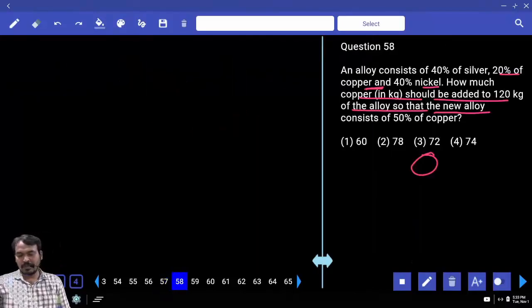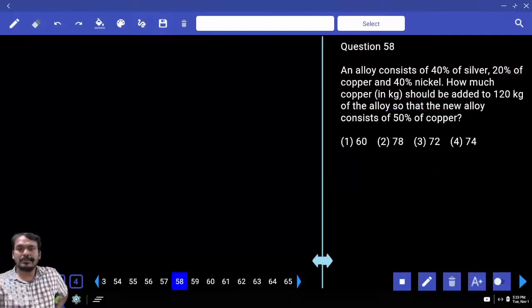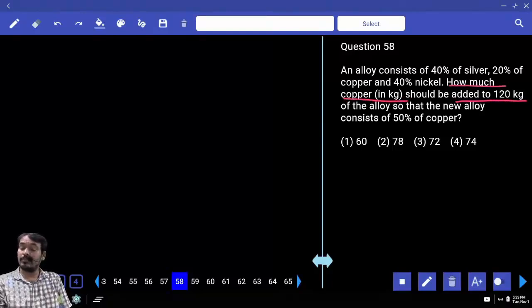Next, question number 58. An alloy consists of 40% of which one? Silver, 20% of copper, and 40% of which one? Nickel. How much copper in kgs should be added to 120 kgs of the alloy so that the new alloy consists of 50% of which one? Copper, or not? Okay. In the alloy, how many kgs are taken? 120 kgs. It is added to which one? Some copper, or not? How much copper should be added to which one? 120 kgs of the alloy, or not?